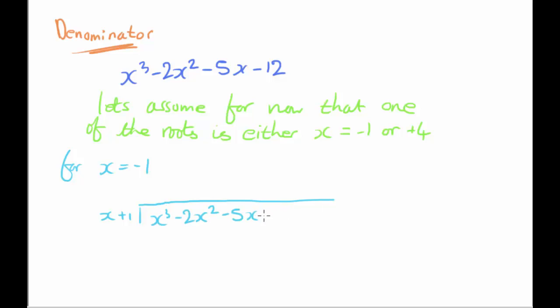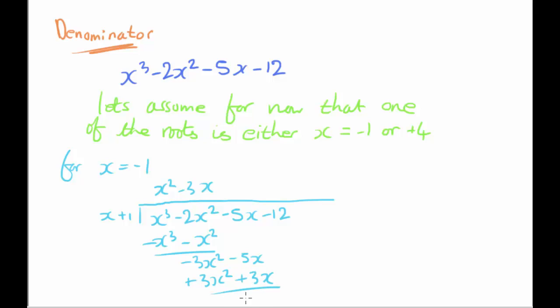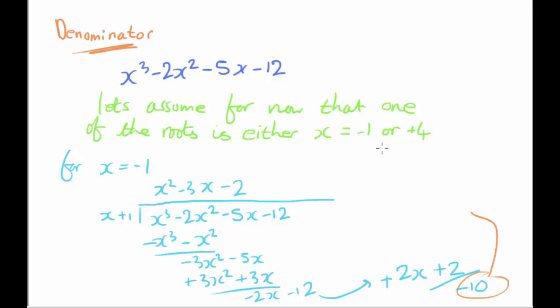So let's just take x as minus 1 first, and then divide that to get the product of it. So that's minus x squared. We get minus 3x squared minus 5x. Just doing normal division. I'm running out of space here, so I'll bring it up. This should be plus 12, but it's not. I got a remainder of minus 10.